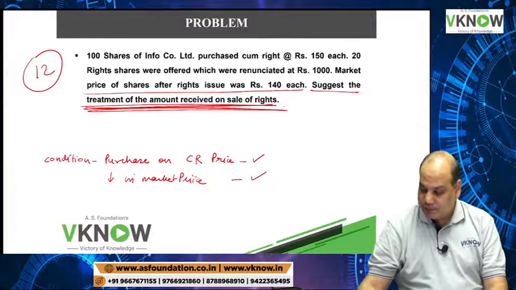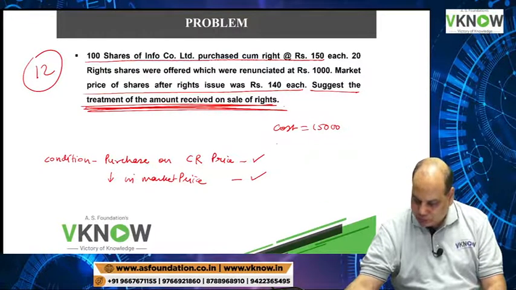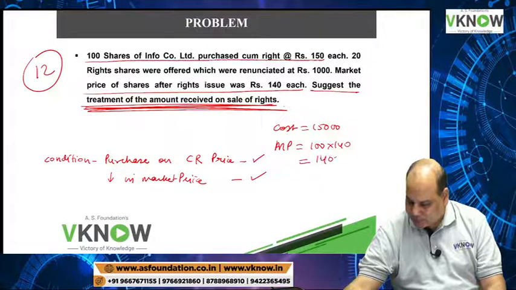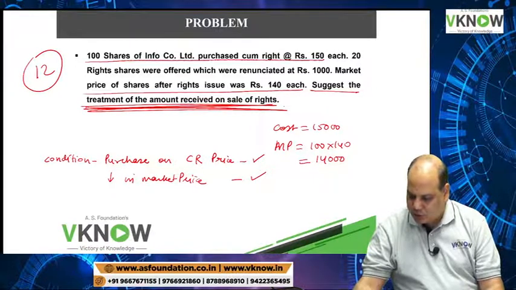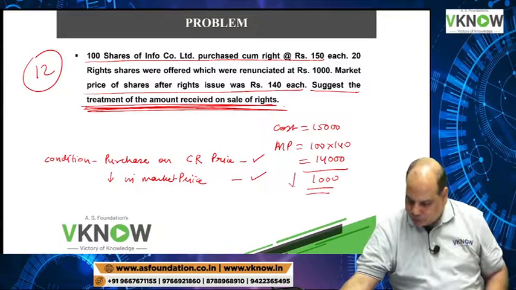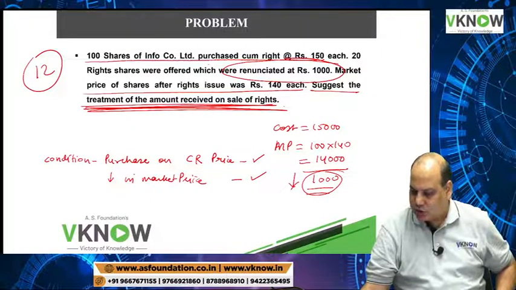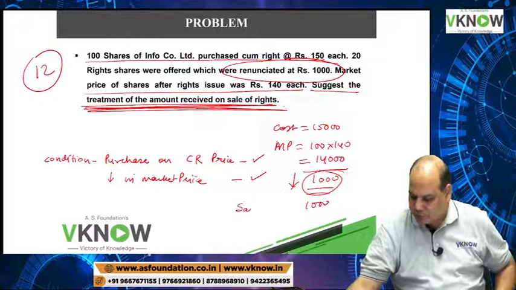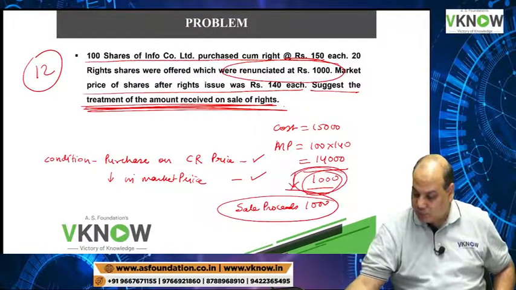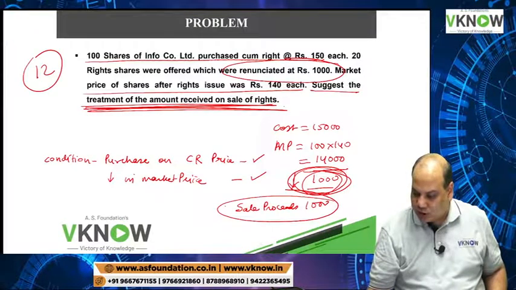Try yourself. You have purchased 100 shares at 150 each, so your cost is 15,000. Your market price became 100 into 140, that is 14,000. So the decline in market value is 1000 rupees, and the amount received on sale of right is also 1000 rupees. So the entire amount of 1000 rupees received will be used for reducing the carrying amount of investment.